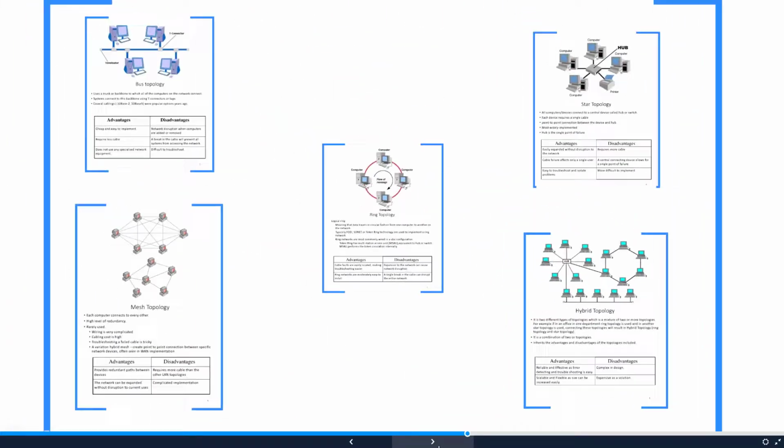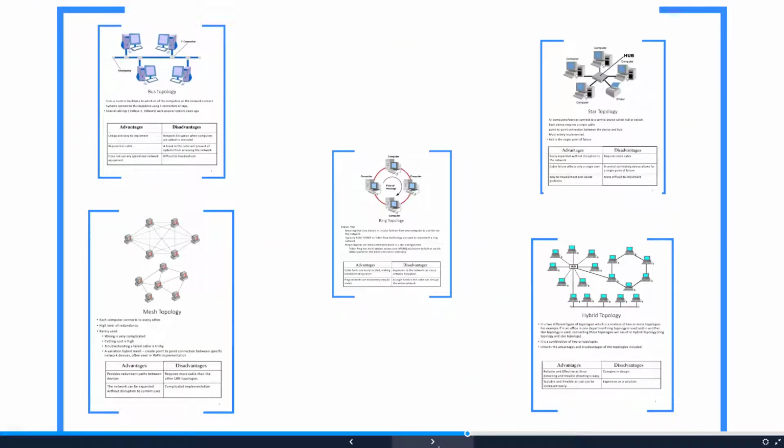It's hybrid technology. And those are the 5 topologies we have: bus, star, ring, mesh, and hybrid topology.